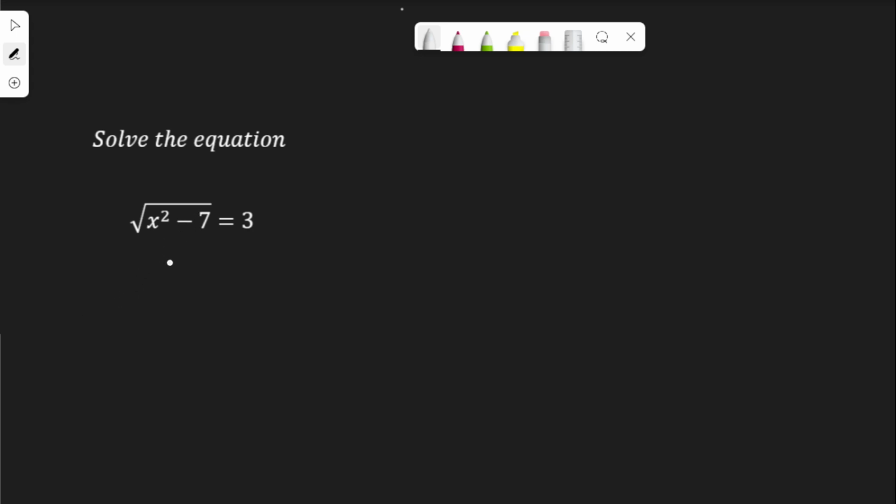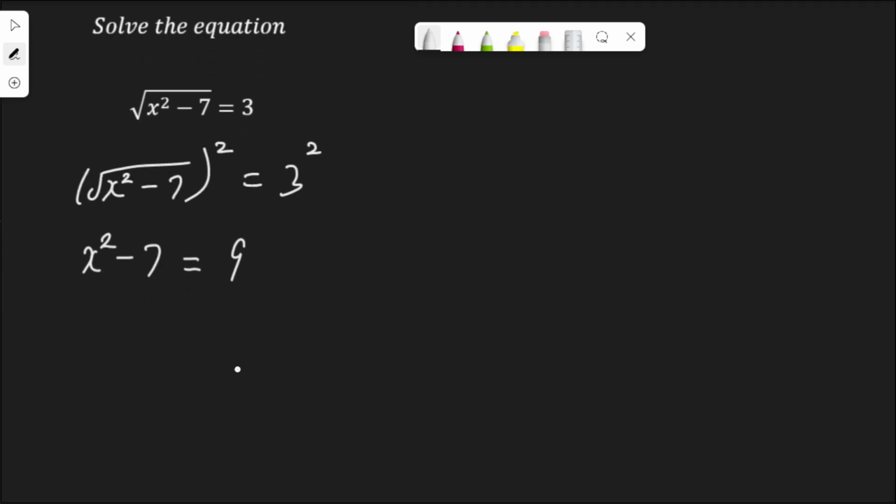Let me start by clearing the radical, and to do that I will need to square both sides of the equation. We will have the square root of x squared minus 7, all squared, equal to 3 squared. When we square this, the square root sign will be gone. We have x squared minus 7 equal to 9.